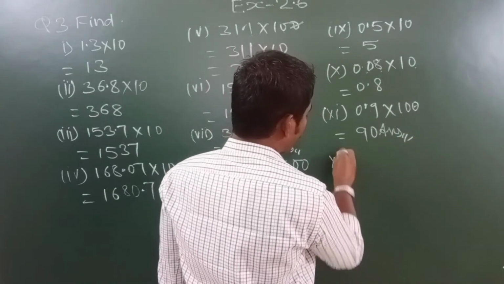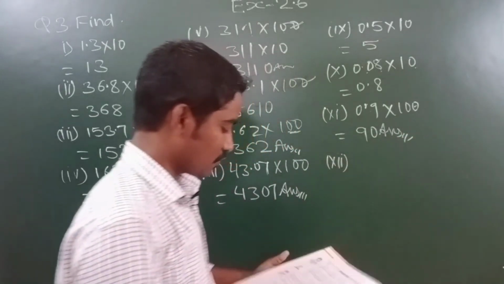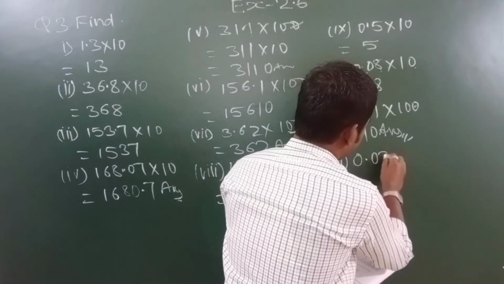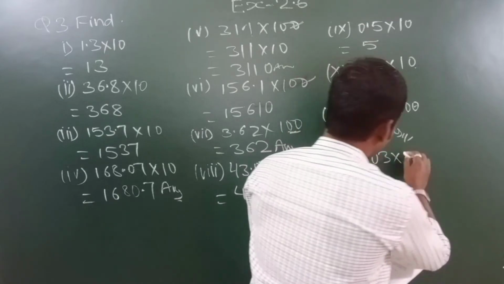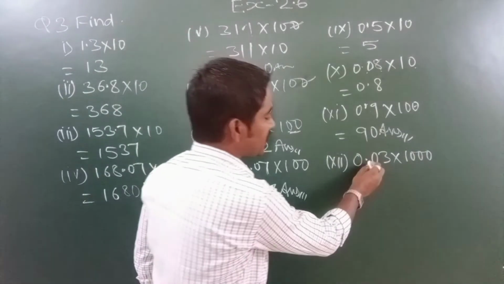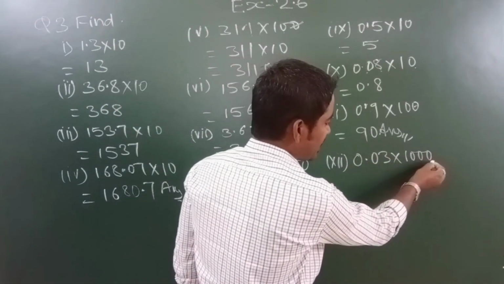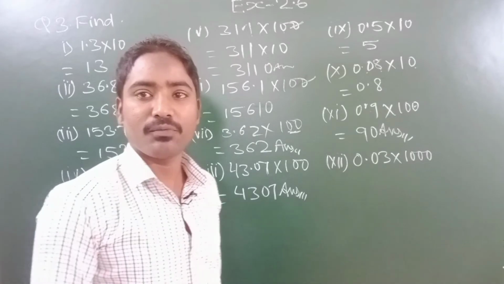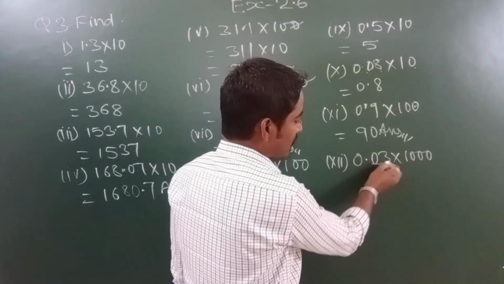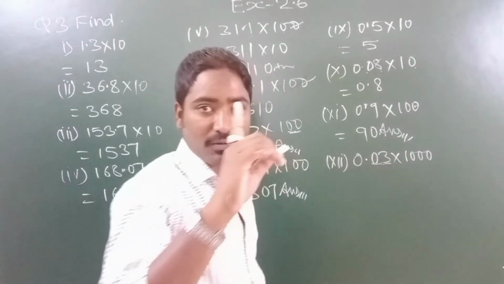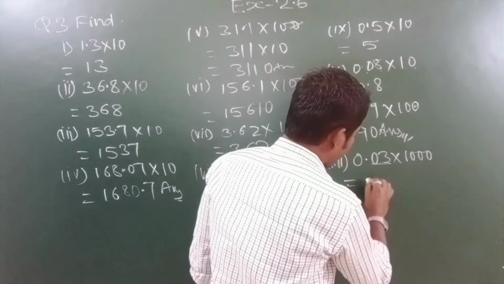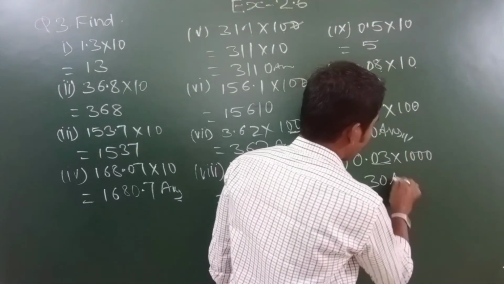Okay, moving to the last segment of this question, students, that is the 12th segment. It is 0.03 multiplied by 1000. Here again after the decimal we are having 2 digits and in the multiplication we are having 3 zeros, so 2 zeros will cancel with the decimal and still 1 zero will remain. When you multiply 3 into 10, you will get 30 in your result.